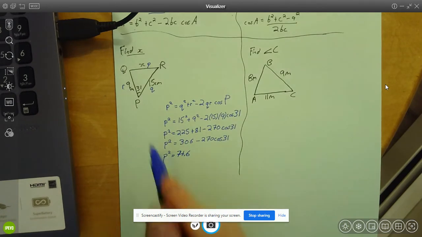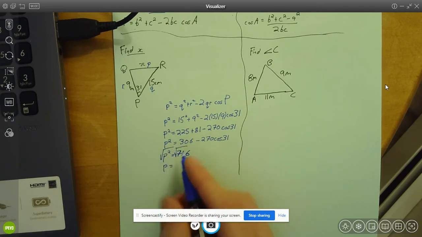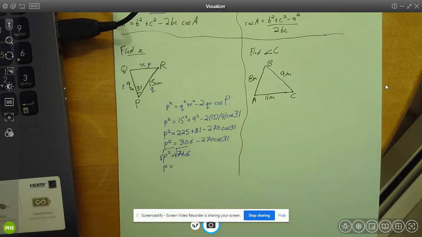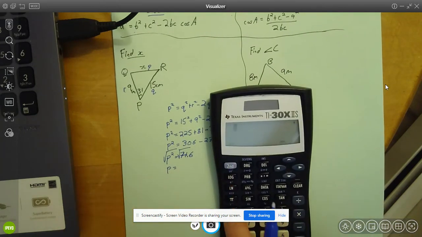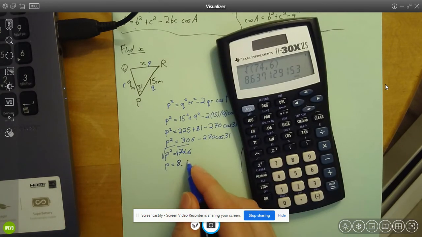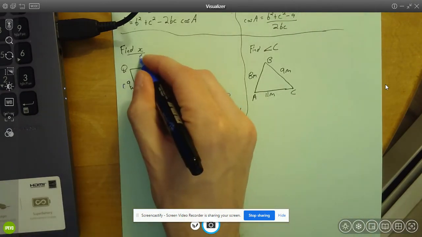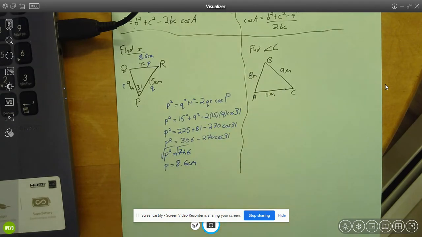Is that the length of this side? No. P is actually going to be the square root. So to get rid of the squared on the left side, I have to square root both sides. And so my final step is to take the square root of 74.6. So P would be 8.6 centimeters. And I could add that to my diagram. Okay, so that's how I use the cosine law to find a side length. We use it when it's not a right angle triangle, when I don't have a complete pair.